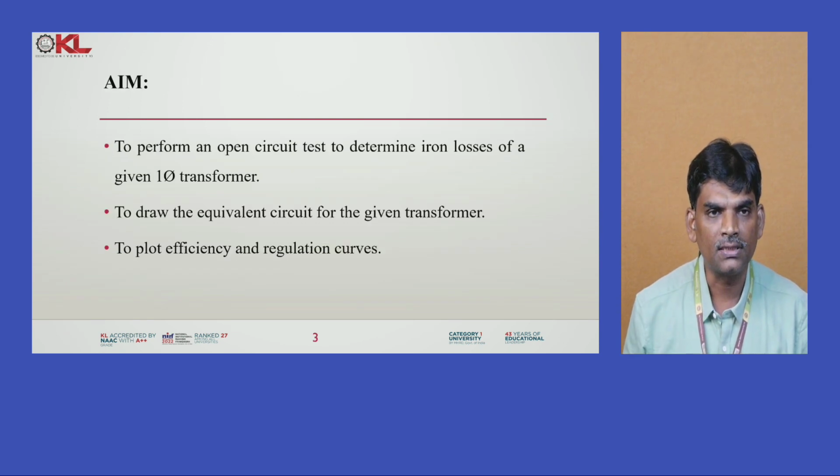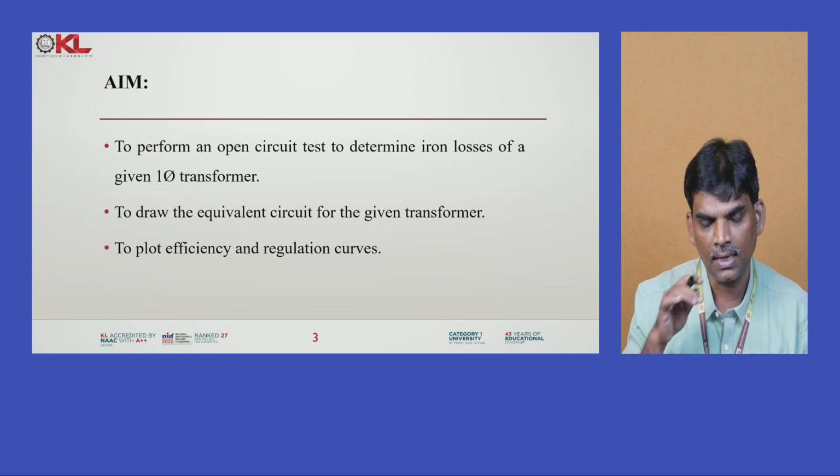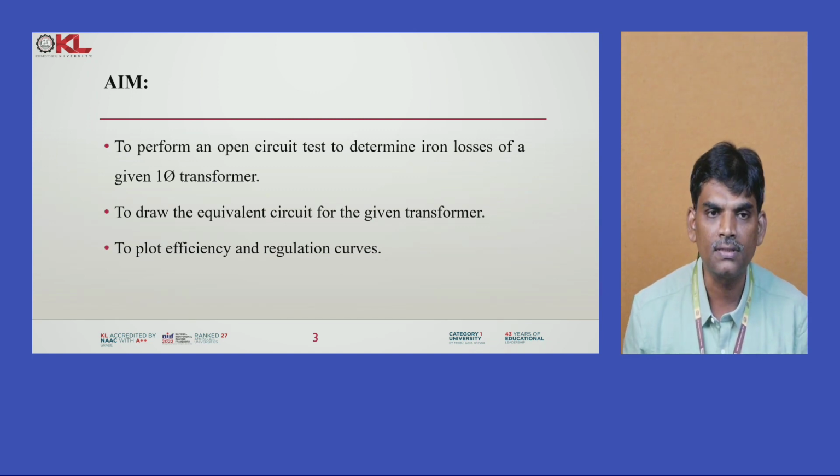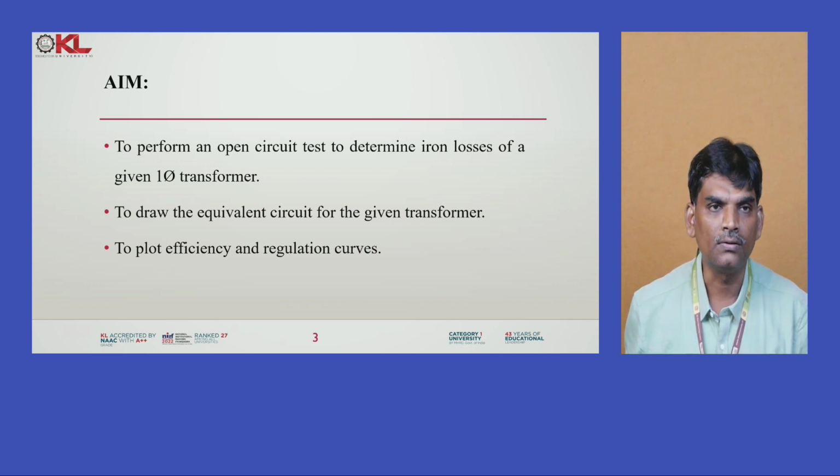The main aim of this test is to perform an open circuit test to determine the iron loss of a given transformer. Generally, a transformer has two losses, the iron loss and the copper loss. By conducting this test, we calculate the iron losses, and we also draw the equivalent circuit parameters, especially by using the OC test we determine the shunt parameters. Once you know the iron losses, and by using the SC test we calculate the copper losses, we can also predetermine the efficiency and regulation curves.